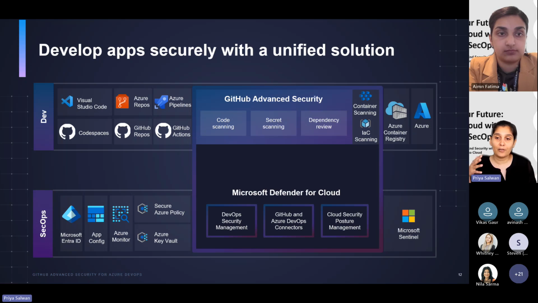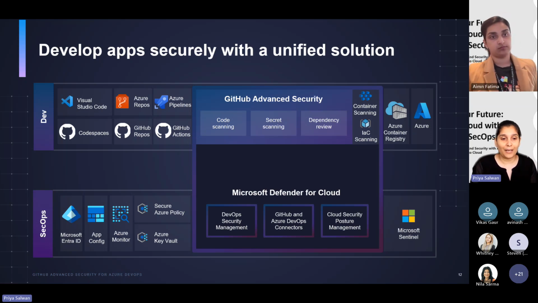And then lastly, with Microsoft Sentinel, your enterprise has access to intelligent, secure analytics, which gives you that bird's eye view across your organization of what exactly is happening from an end-to-end system perspective. So both of these worlds come together to provide you a unified solution to completely have an environment which is secure by design.